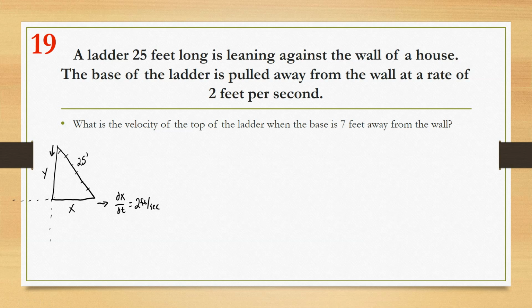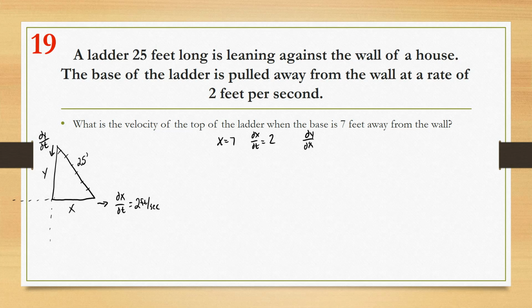So we're going to assume it's going down, right? Because if we're pulling the ladder this way, that's going to be lowering it. But that's dy/dt, the velocity in the y direction, when the base of the ladder is 7 feet away from the wall. So when x equals 7, and we know dx/dt equals 2, we want to find dy/dt.